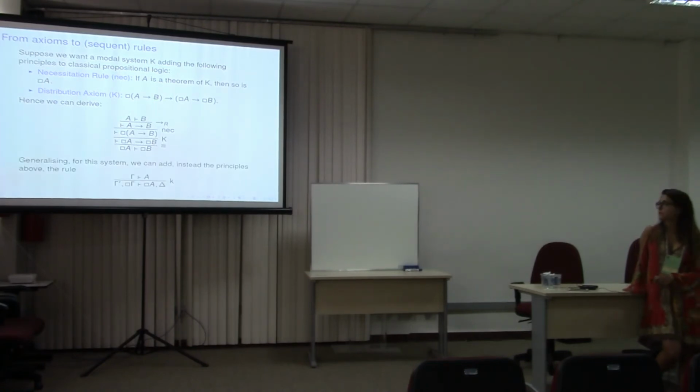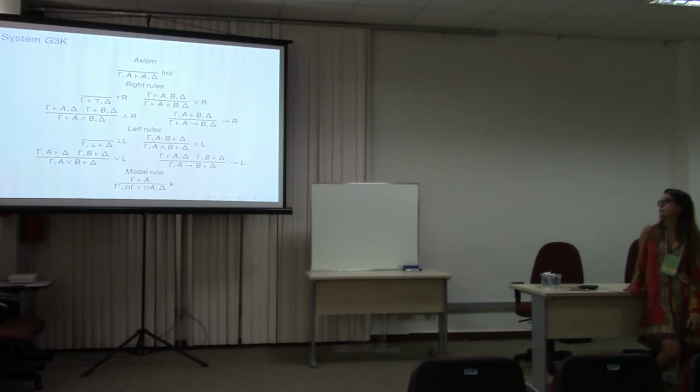Of course, I can do that in a general way. So if I can prove A from a set of hypotheses, then I can prove box A from the set of hypotheses, but only with the box on the front, okay? Well, okay, so this is one way to do it. And if you do that, you get this system. It's the classical logic plus the rule K.